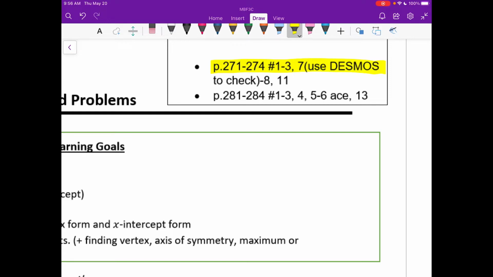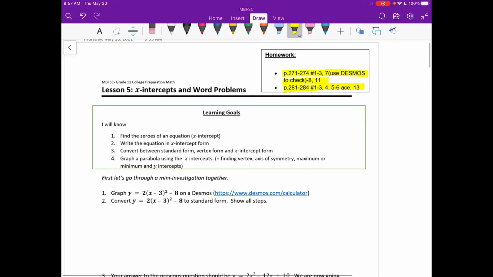For number 7, it says to graph. Just use Desmos. Don't bother graphing it. Just use Desmos and check your graph like that. And then you have page 281 to 284, numbers 1 to 3, 4, 5 to 6, ACE, and 13.